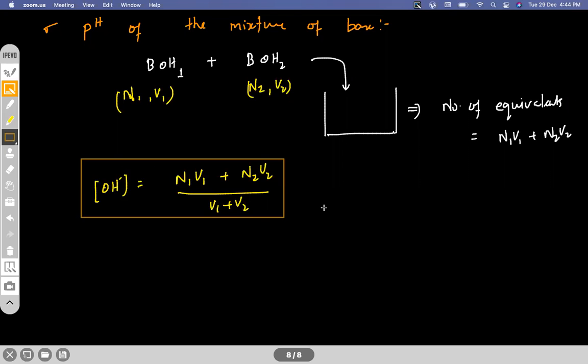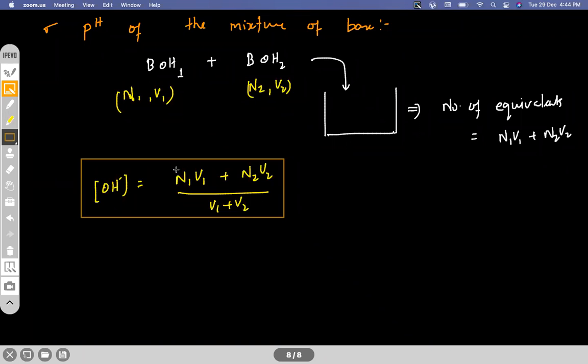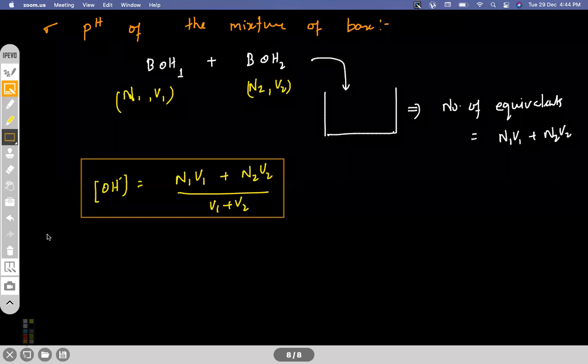Okay, simple. Like we did one question on acids, similarly you can do it on bases. Remember, we need to find out pH. So we get the OH minus concentration, then you can find out the H plus concentration, and then you can find out pH. Okay, now the next one is pH of a solution of weak acid.